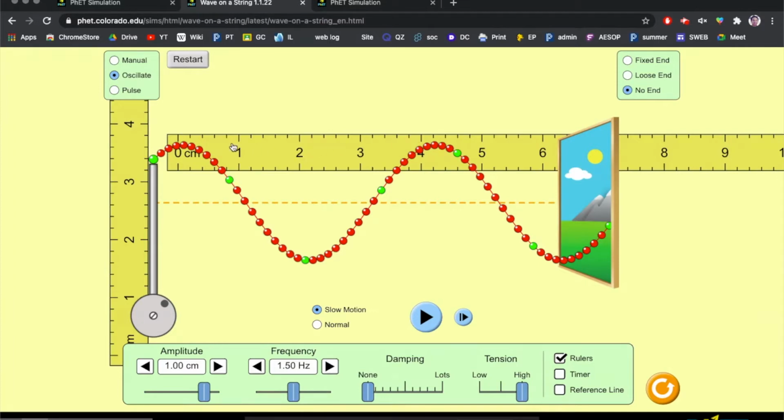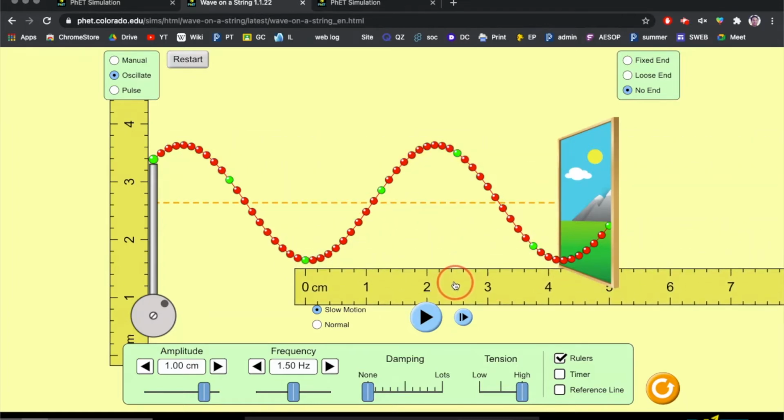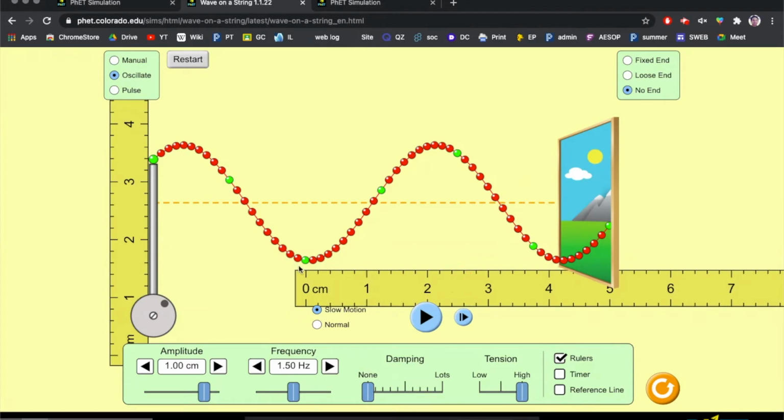And so again, it literally is just the length from one peak to the next peak, or from one trough to the next trough. And so since this is a symmetrical wave, which electromagnetic radiation is, we could also do the same thing here. And you'll notice that from this point to this point, it's still about 4.20 centimeters. Okay, so that's how you would get your wavelength.